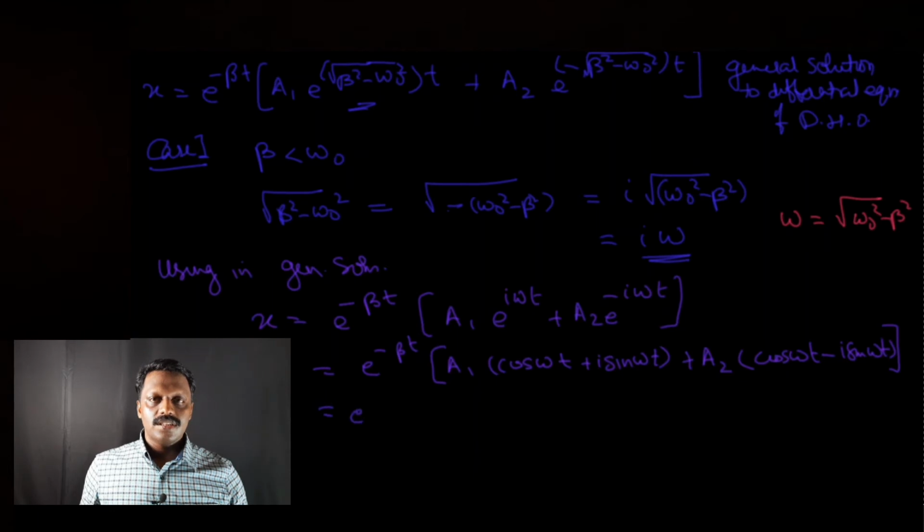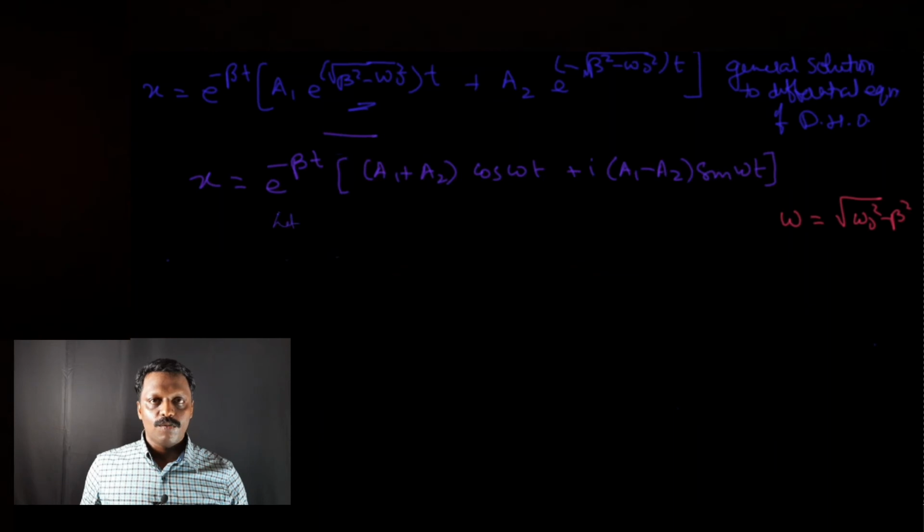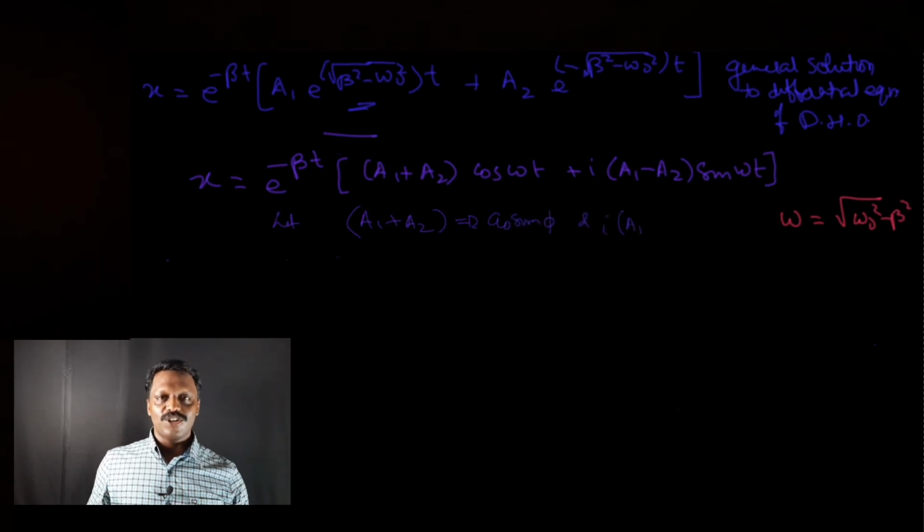Now you can see that there are terms containing cos omega t and i sin omega t common. So expanding and taking common, we have a1 plus a2 times cos omega t plus i times a1 minus a2 times sin omega t, multiplied by e raised to negative beta t, as x. Now this seems to be somewhat stretched from the general equation. So to simplify, let us take the constant term a1 plus a2 equal to a0 sin phi. We will find the values of a0 and phi shortly.